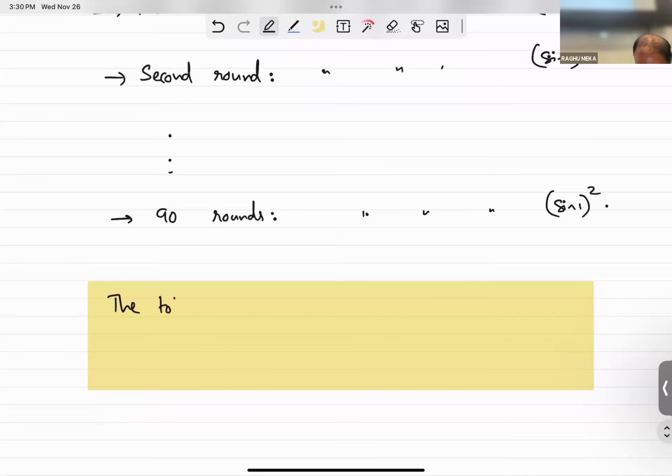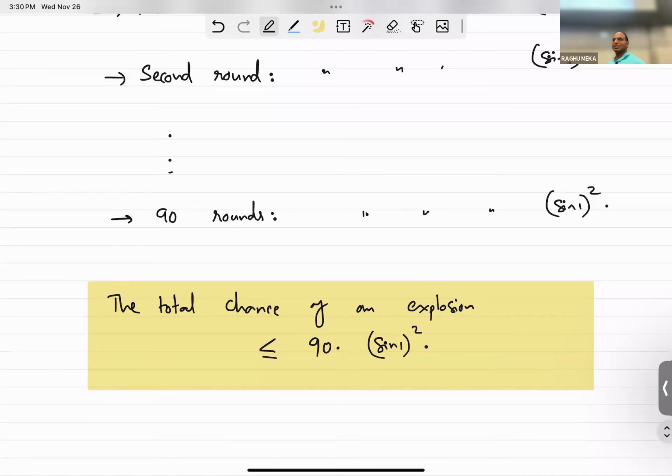So the total chance of an explosion is at most 90 times this probability, right? So imagine I say I'm going to toss a coin 90 times. If it ever comes up heads, you're dead, right? And the chance of a head is small. It's only sine 1 whole squared.